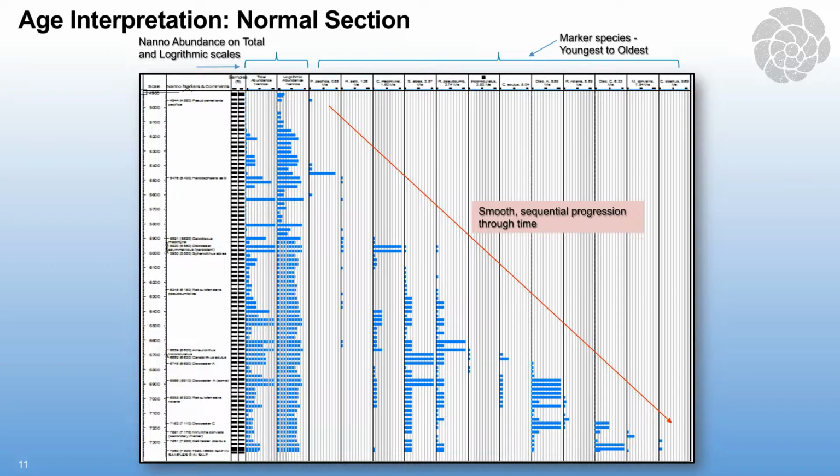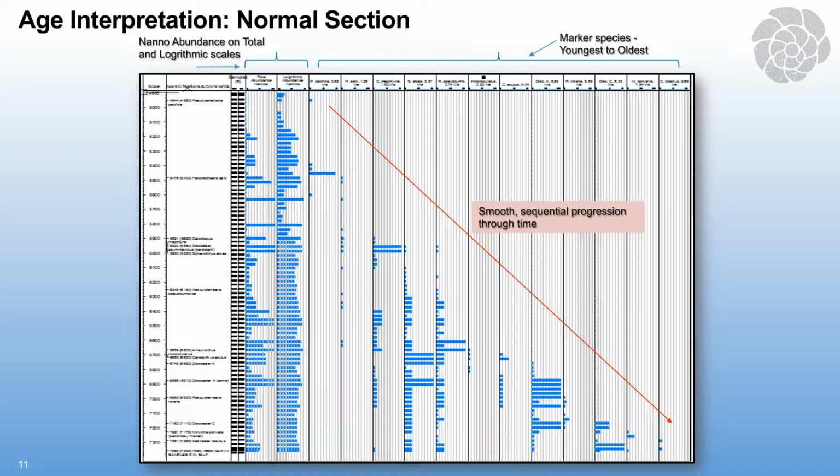Then from there, across the top, I've got the marker fossils listed from youngest to oldest, from left to right. So if we are in a normal section, we should see a nice smooth downward trend from the upper left to the lower right. It's important and valuable to list the markers from youngest to oldest because it will help you see anything funny if you have reworking or if you have a truncated section or something else.